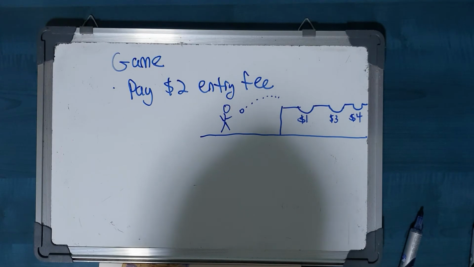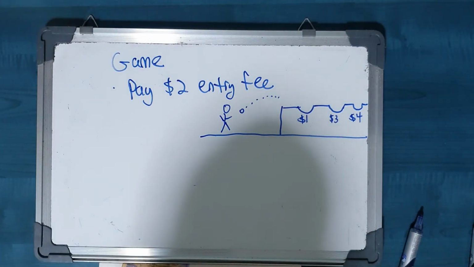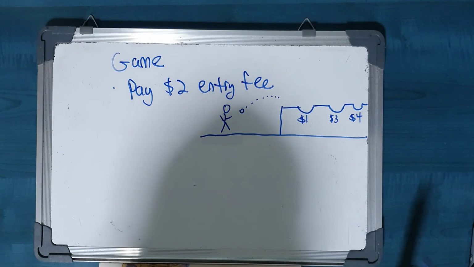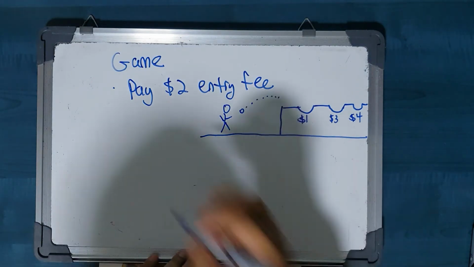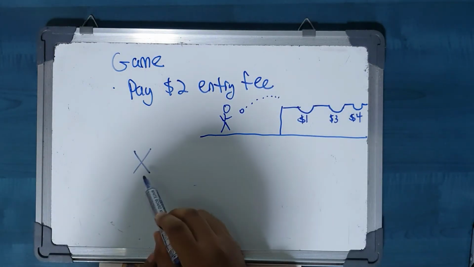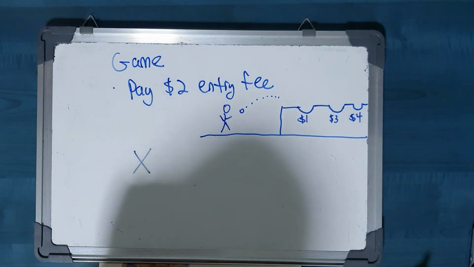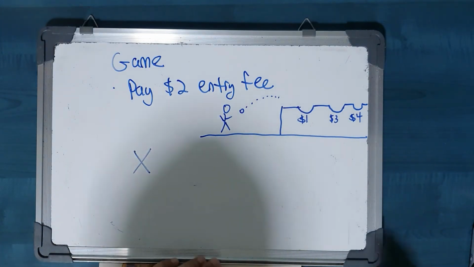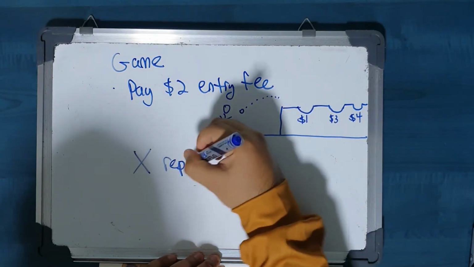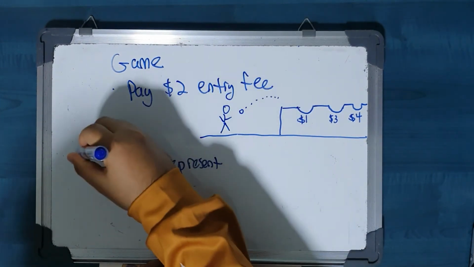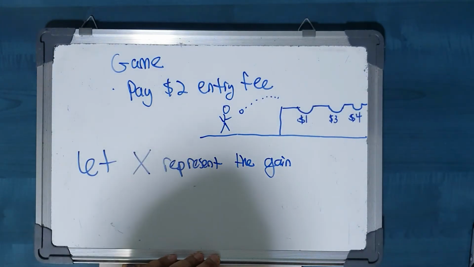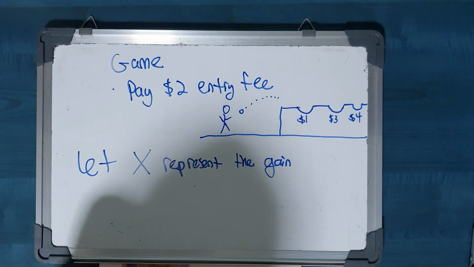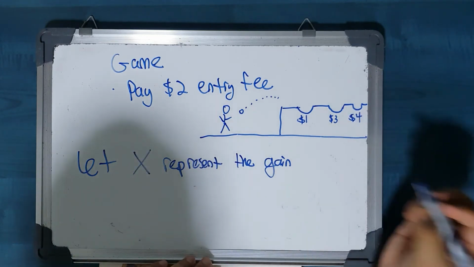Let us now take a slightly different approach. It's the same game, you pay $2 to enter, you only throw the ball once, you can either win $1, $3 or $4. Previously, I let capital X represent my winnings. Now let me do a slight change. Let X represent the gain, how much I gain if I enter this game.